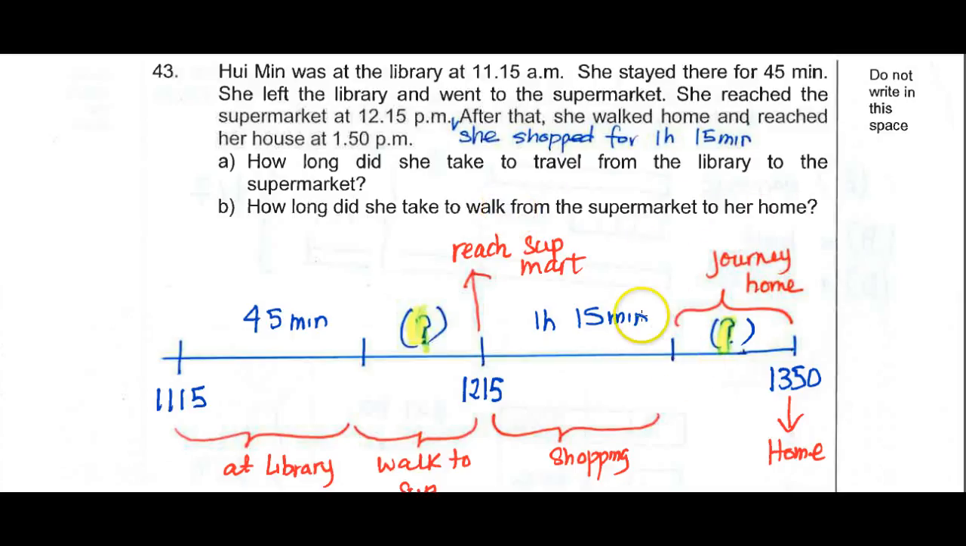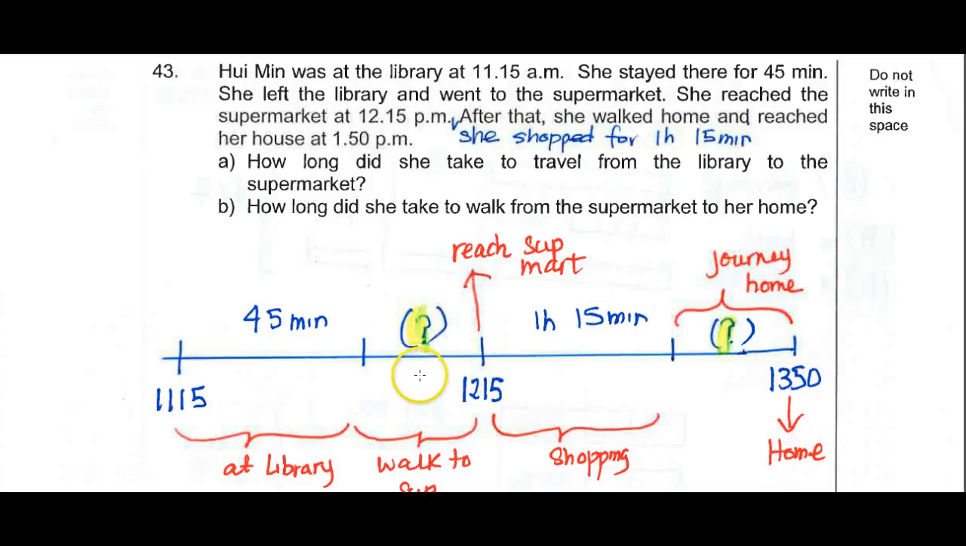After shopping at the supermarket, she started walking home. How many minutes? What was the time taken? She reached home at this time. So all you have to do is find out the starting time. From the ending time and starting time, you should be able to find this duration. For this case, find out the starting time she left the library and started walking, or the ending time at the library.